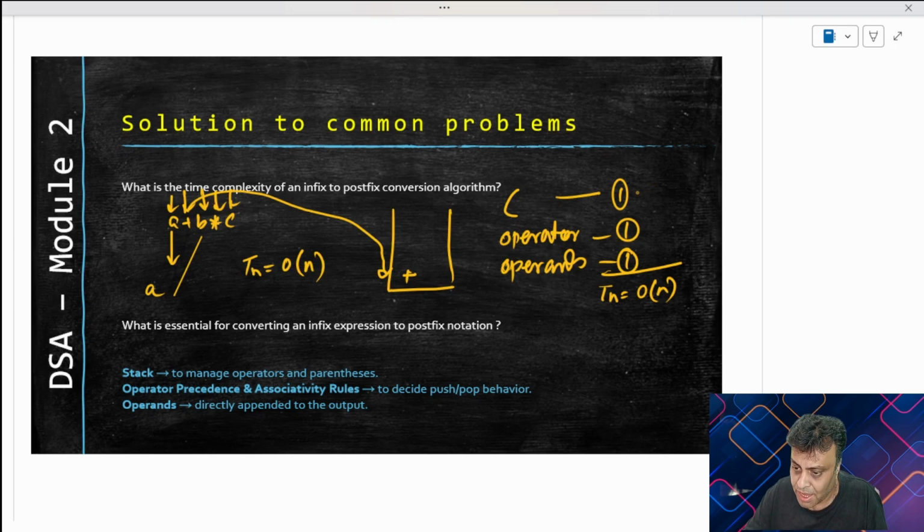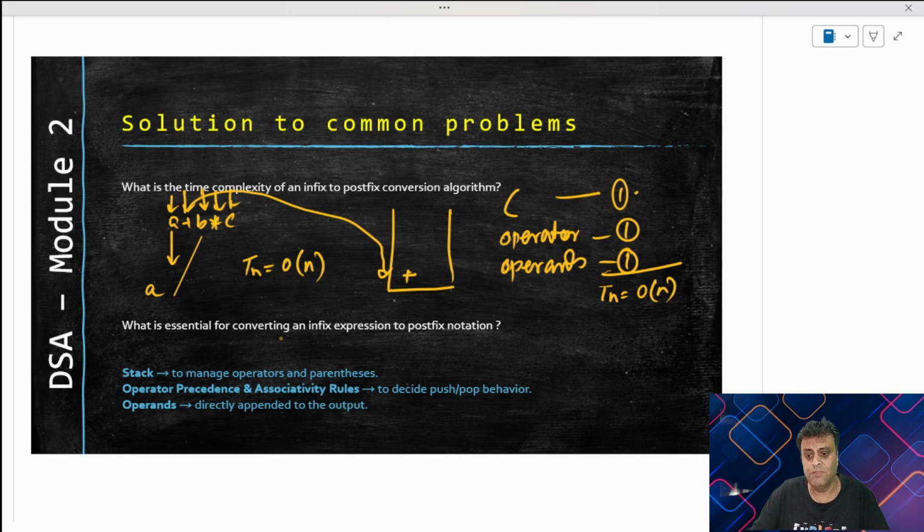Because as many elements, operators and operands you have, your n increases, your time will increase, because all of those elements will have to be touched. Every time you touch it, my time will increase. So if my expression is large, my time will increase linearly, hence my time complexity will be order of n. Right? So that's the answer to this.